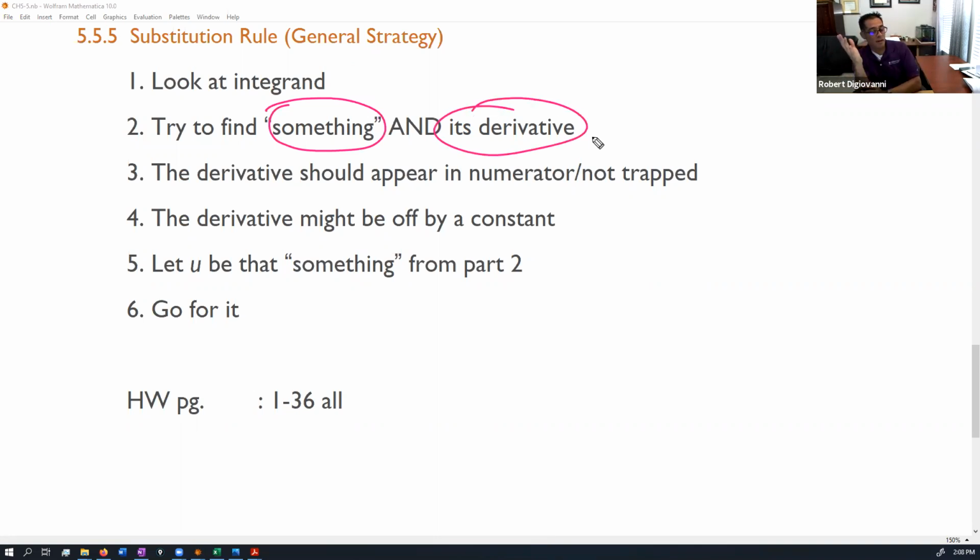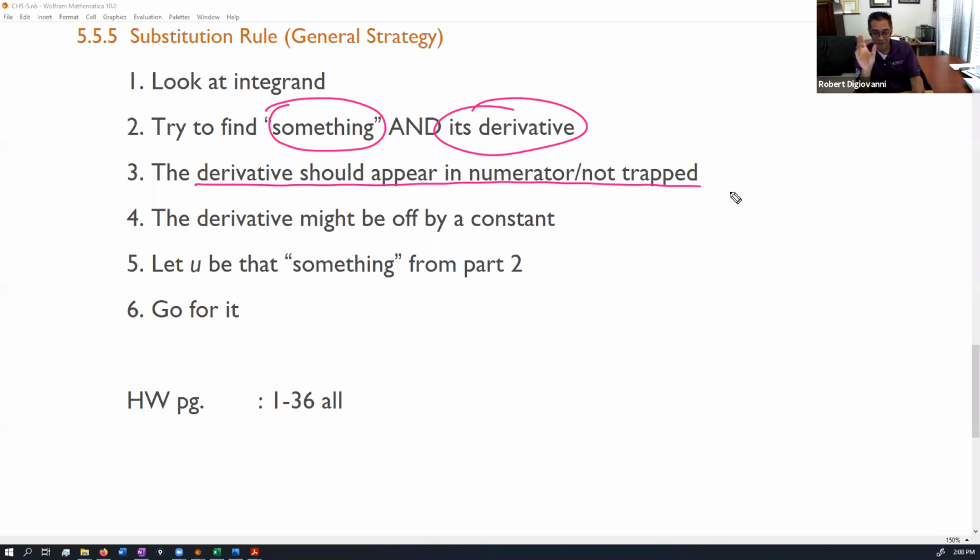Okay. Now, the derivative that you see should be in the numerator and not trapped, meaning you're identifying something, and then you're also seeing its derivative is there, and the derivative that you're seeing is not in the denominator, and it's not trapped. And I mean trapped by, it's not under a square root, it's not in a parenthesis, it's by itself. So you're looking for something and its derivative. You're making sure that that derivative piece isn't in the denominator or trapped somewhere.